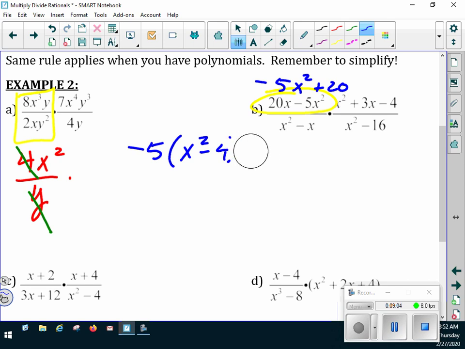Wait a minute. Oh, I didn't write that down right. That negative 5 is not my GCF, is it? Negative 5x is my GCF. So negative 5x. Now let's do this right, okay? What have we got? X minus 4.